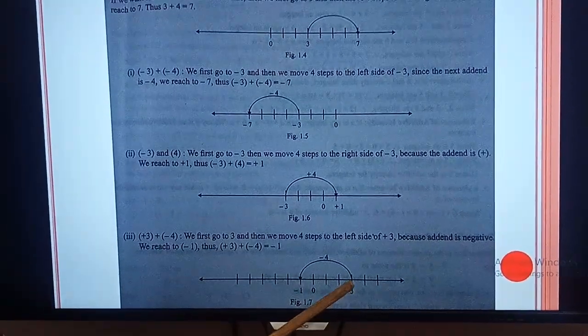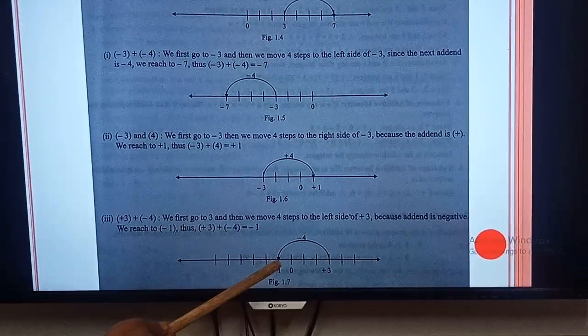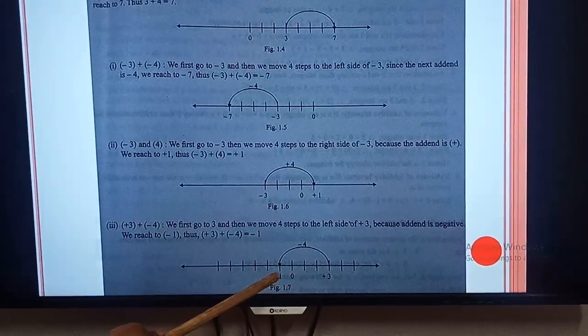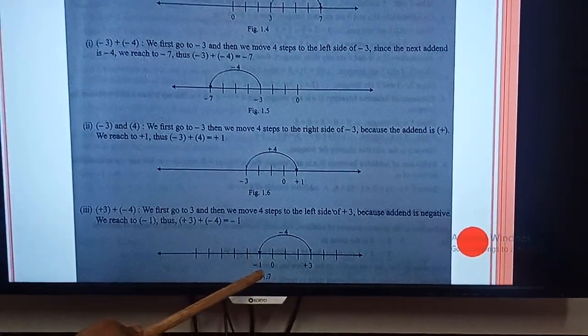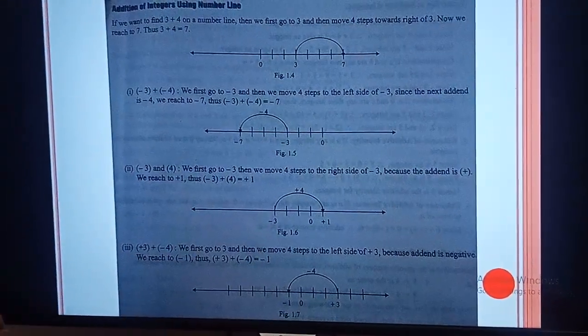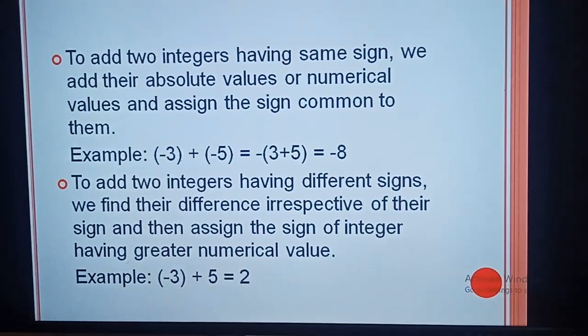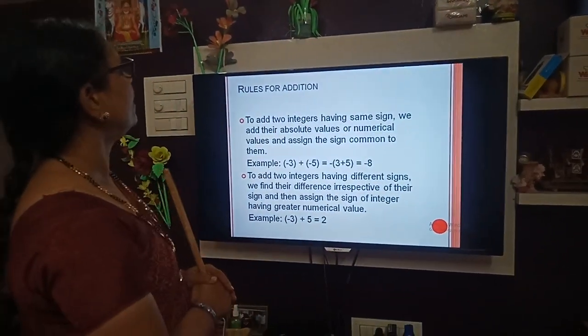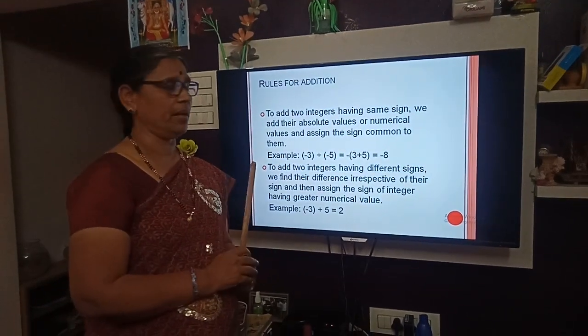0 to 3 and then from 3, 4 jumps. I mean 4 distances. So 1, 2, 3 and then 4. The fourth distance will get there, minus 1. Hence the ultimate answer is minus 1. Okay. Then we study how to add the integers with the help of number line.